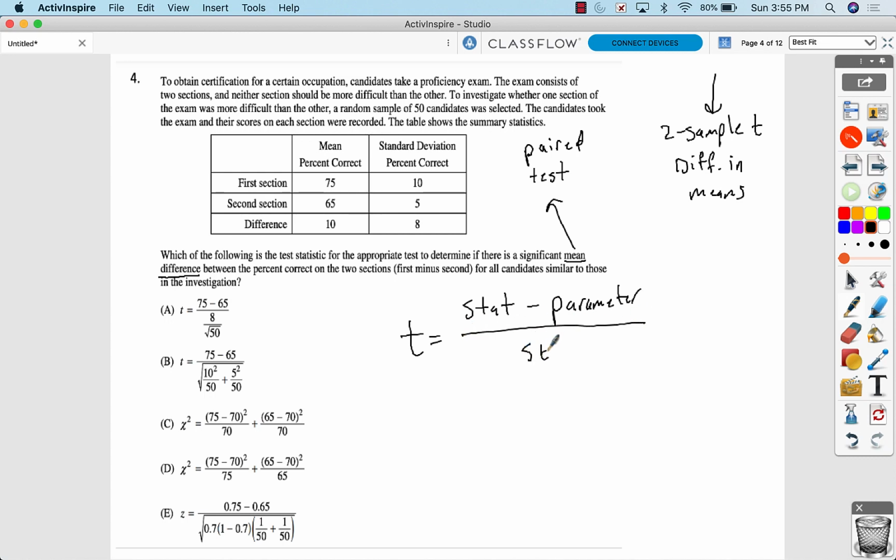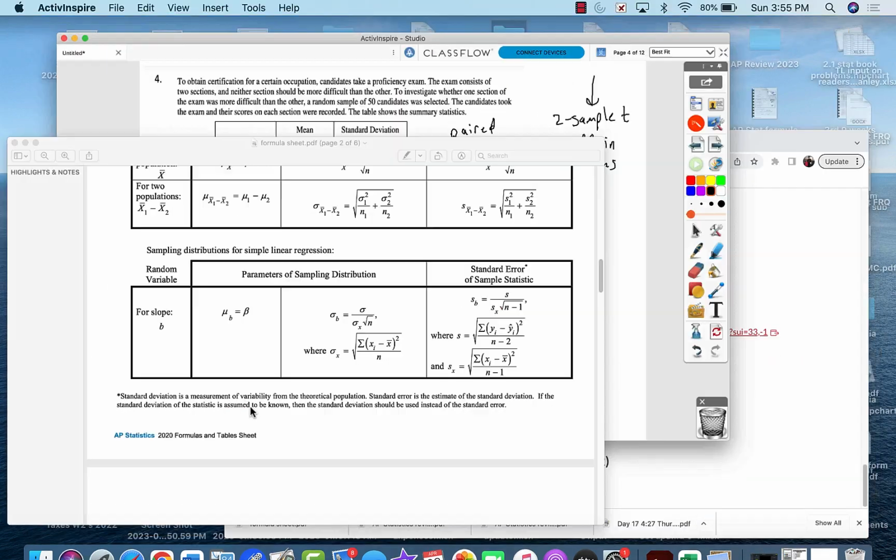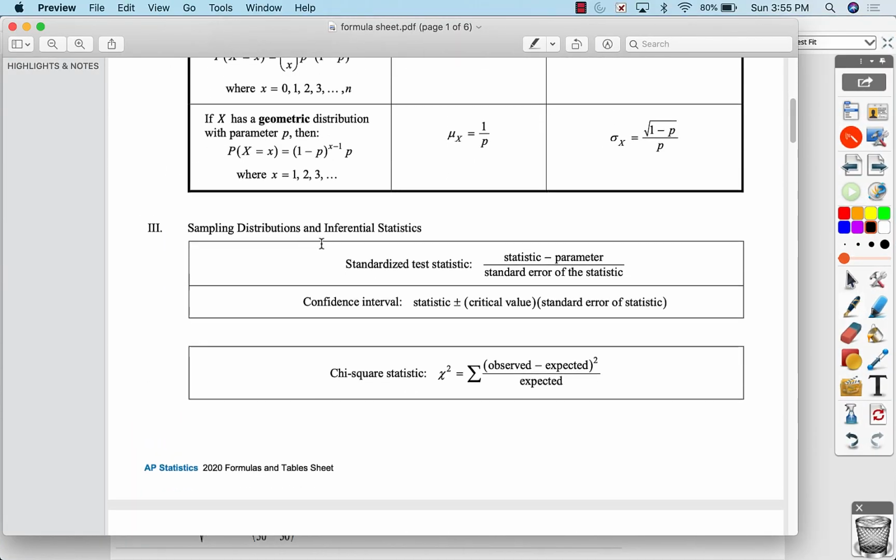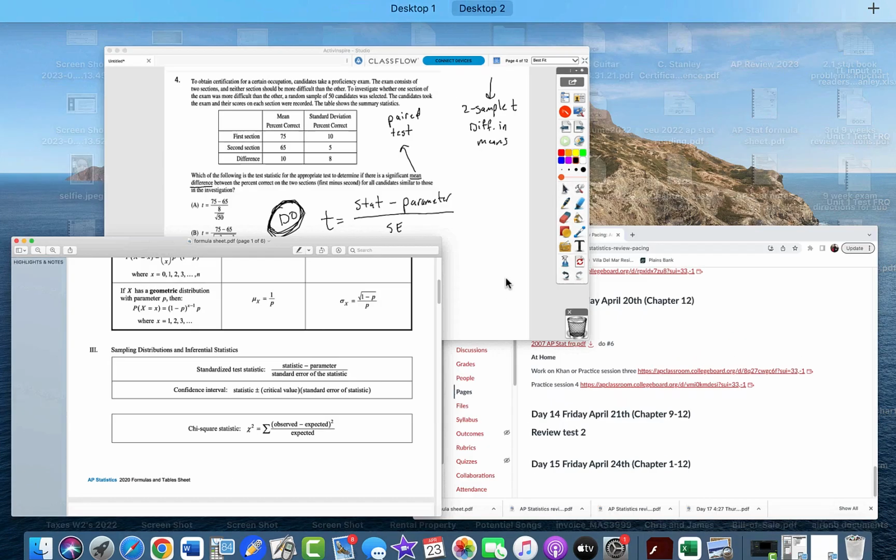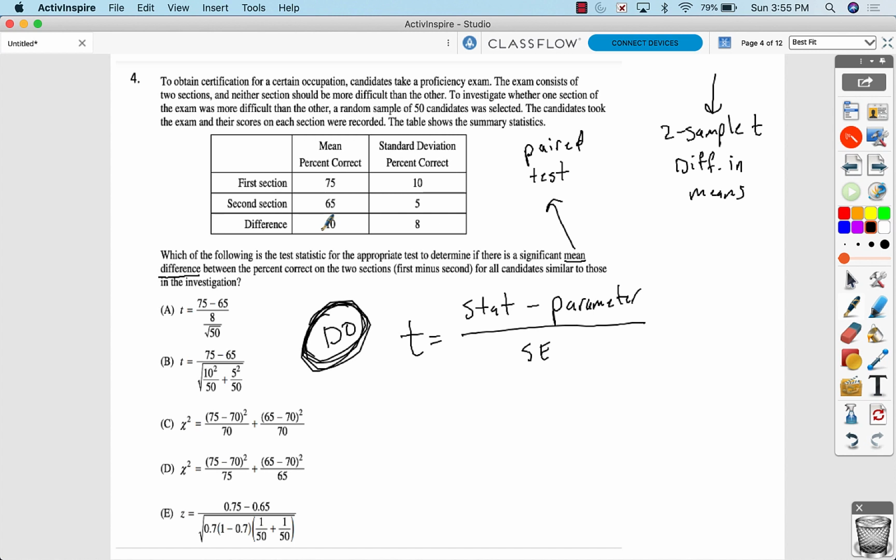over the SE. And this is in the do section of any test. Of any single test, it's the test statistic. Okay, and you can see this formula on your formula sheet on the front page. So the test statistic is the do section for your hypothesis test, and for a confidence interval, you just have to know what the statistic is.